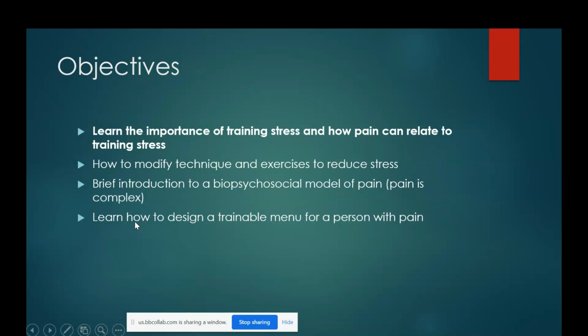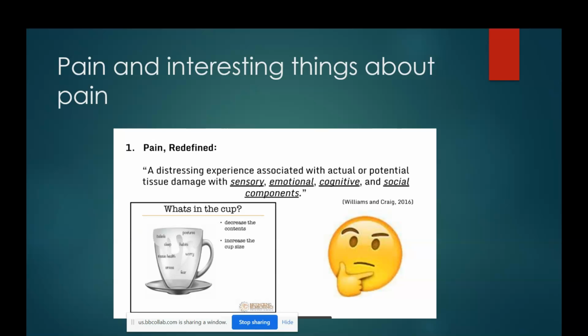And then probably more importantly, you're going to learn how to design a trainable menu for a person who's actually in pain. So if that's you or somebody that you're working with or a friend that you're trying to help out, what are some quick fixes that you can apply to help them move a little bit more pain-free?